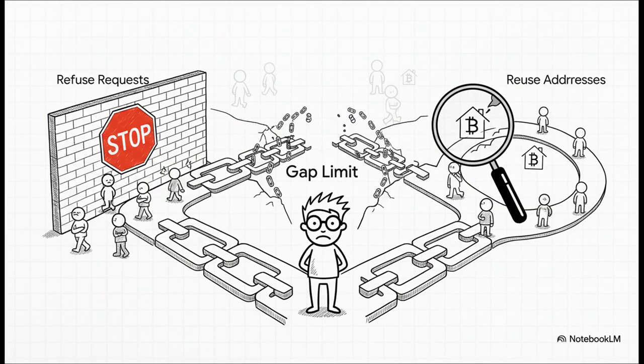So this puts developers in a really tough position. If you hit that gap limit, what do you do? You're kind of stuck with three bad options. You can stop giving out new addresses and maybe lose customers. You can generate addresses past the gap, but risk that money being invisible during a wallet recovery. Or you can start reusing old addresses, which is just awful for privacy. There's no good answer, just a bunch of trade-offs.